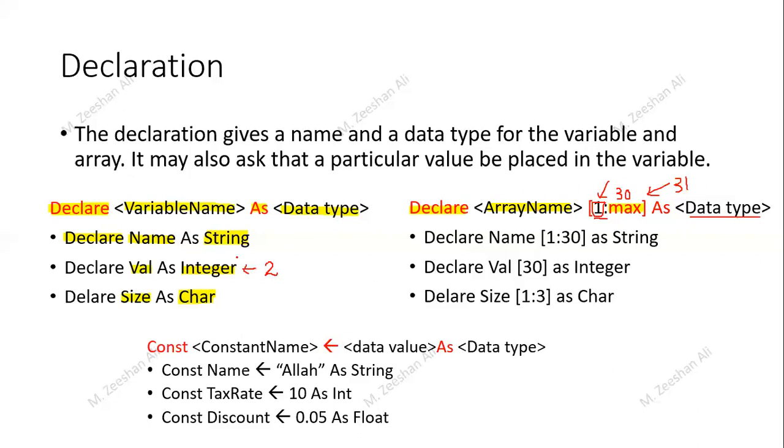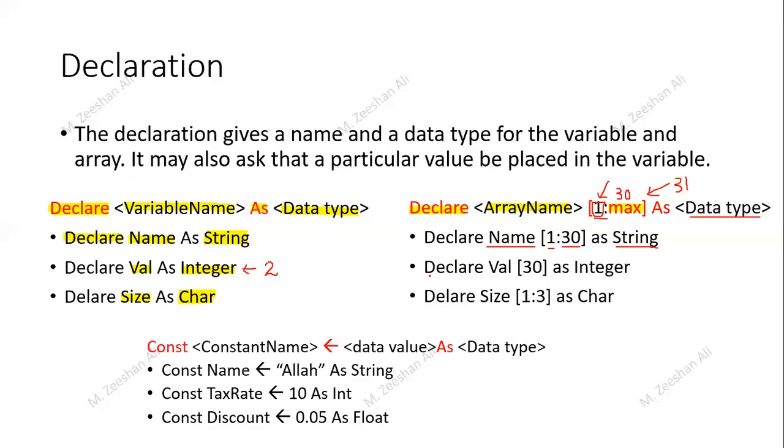For example, the same, declare name 1 to 30 as string. Now I have declared an array and its name is name. It will be having a total of 30 values. The first value is 1 and the last value is 30. And what kind of data is going to be stored into it? It will be a string.